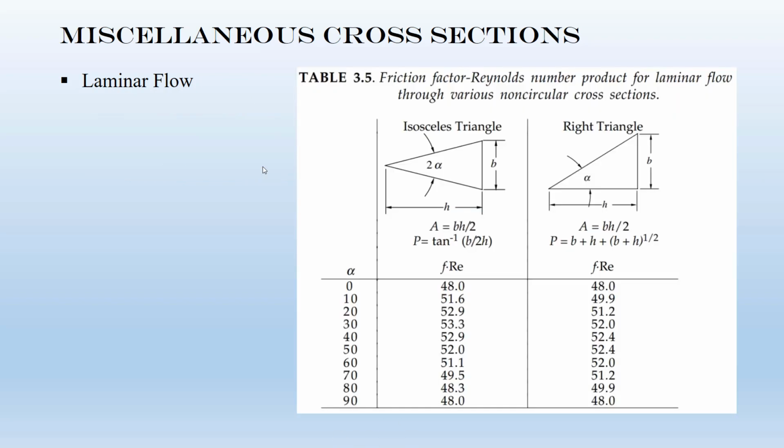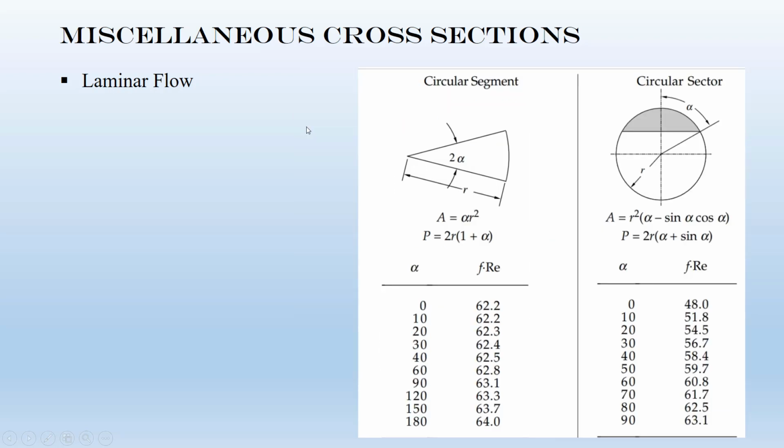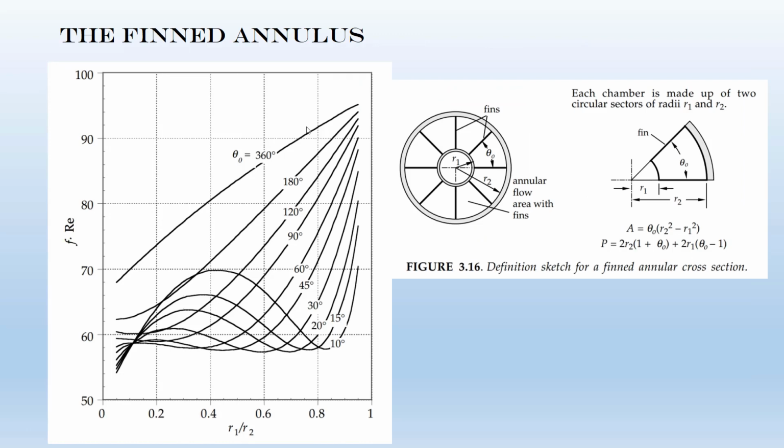In table 3.5, guys, you have the definition of A and P for different geometries. So for example, for this geometry, you have A, you have P. You can simply calculate the hydraulic diameter, and then based on the value for alpha, for example, if alpha is 10, then F times Reynolds number is 51.6 for this geometry. Then you can calculate the Reynolds number, and from this equation you can find the friction factor. So you can use table 3.5 for different geometries for laminar flow.